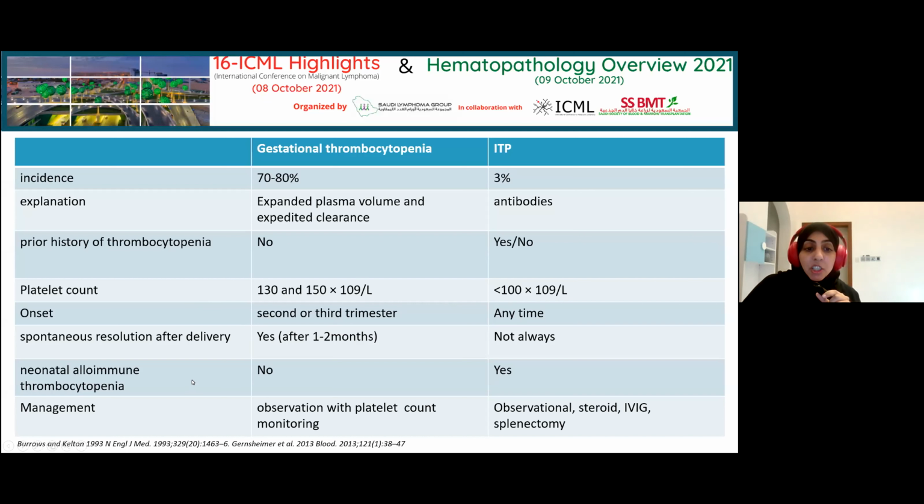With gestational thrombocytopenia, the fetus will not be affected, but in ITP, the antibodies will cross the placenta and cause neonatal autoimmune thrombocytopenia. The management will be observation in case of gestational thrombocytopenia, and in ITP, it's almost the same as in a non-pregnant lady, with the exception that NTD and azathioprine will be avoided because of safety issues for the fetus.